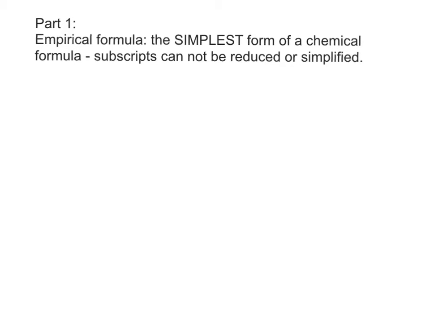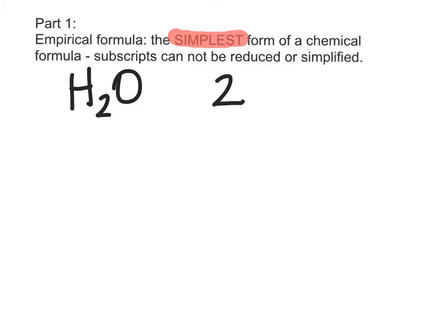Empirical formula is the simplest form of a chemical formula. What this means is that the subscripts cannot be reduced or simplified. So let's go over some common examples. We have the first one, water, H2O. If we look at the subscripts of this chemical formula and we write them in the form of a ratio, we have 2 hydrogens to 1 oxygen. This ratio is simplified and can no longer be reduced. Therefore, we would consider it to be the empirical formula.